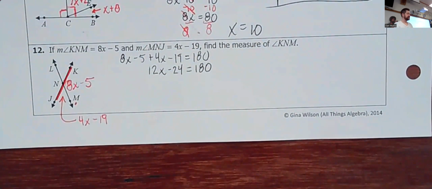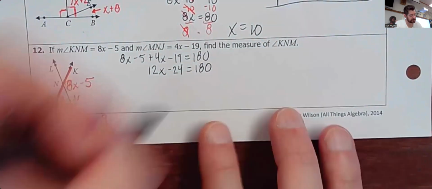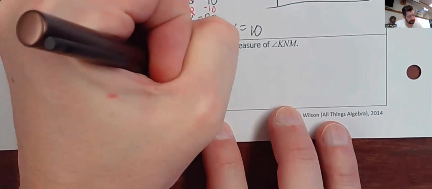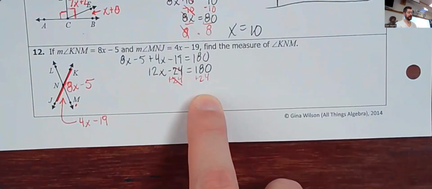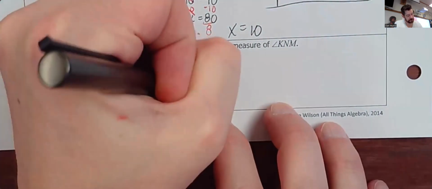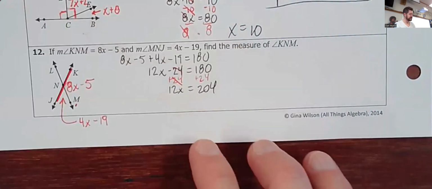And now it's a two-step equation. We'll go ahead and add 24 to both sides. So plus 24, which equals 204, right? Okay, so 12x equals 204. So what does x equal?